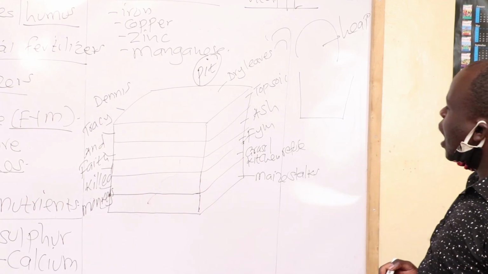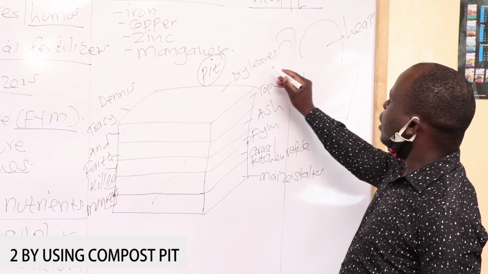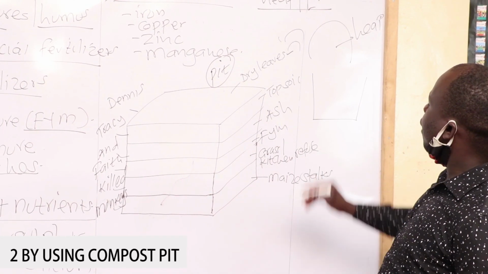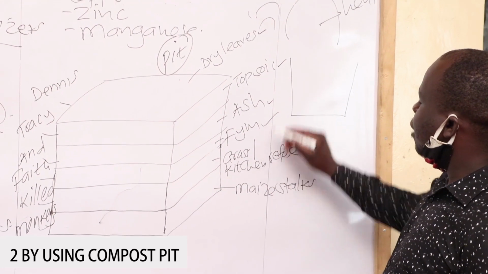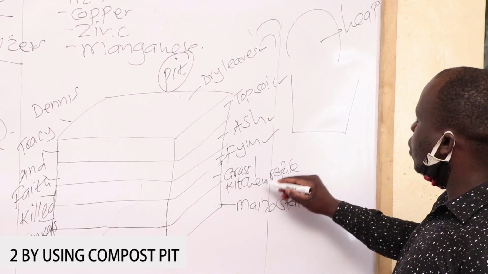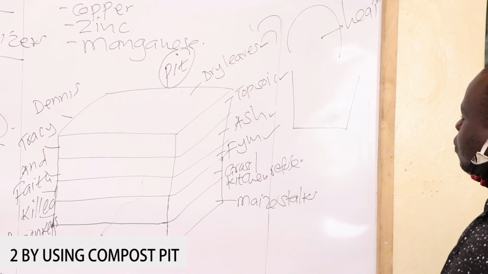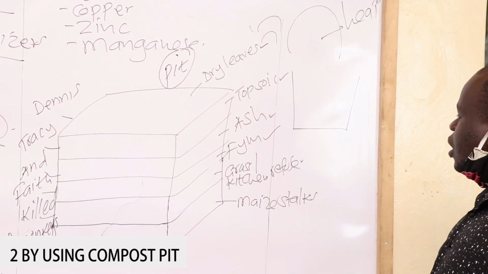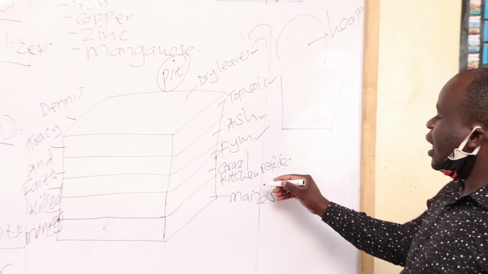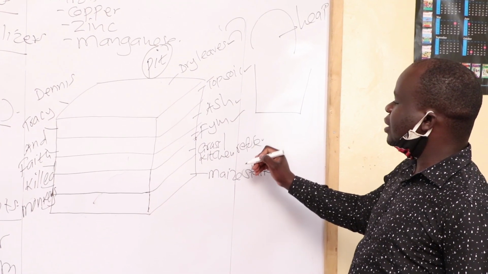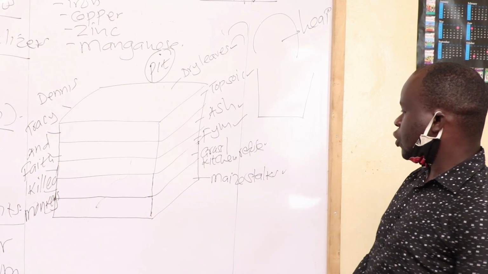A pit to prepare compost manure. The materials used to prepare compost manure include dry grass. We have dry grass, we have topsoil, we have ash, we have farmyard manure, we have kitchen refuse. Kitchen refuse, those are the food remains found in the kitchen. This one you know them, cabbages, sukuma stalks, and so forth, and they must be organic. You cannot drop glasses, rubbers, or metals in here. Now we have what we call maize stalks.